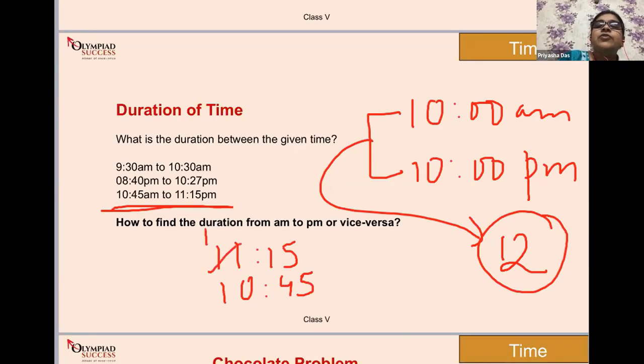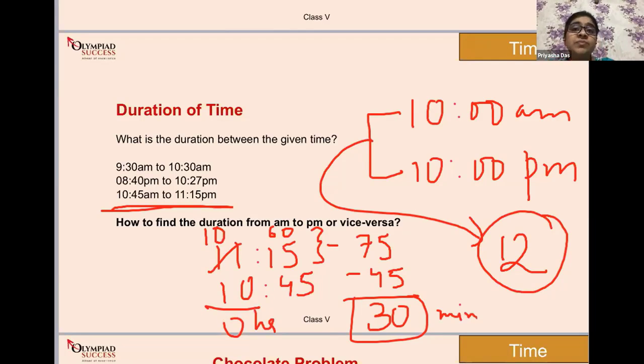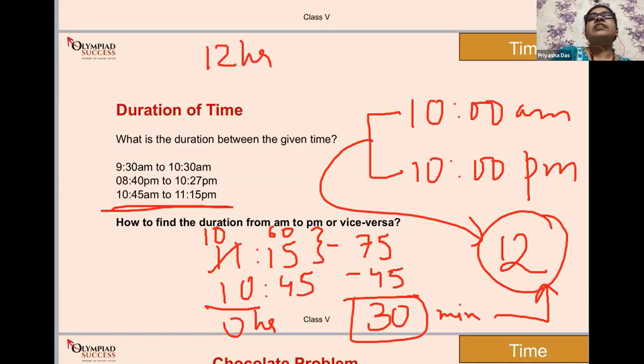This will be a carryover. This will be 60 plus. This will together give me 75, and 75 minus 45 will give me 30 minutes and 0 hours, of course. So that means the answer will be only 30 minutes. But because, ma'am, you have written AM and PM, so excellent, Tanmay, we will add 12 to it, and my total answer will become 12 hours and 30 minutes.